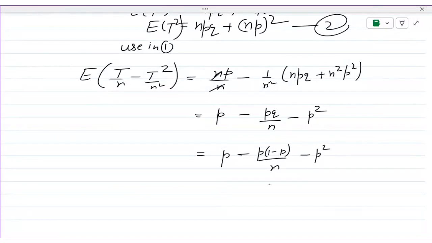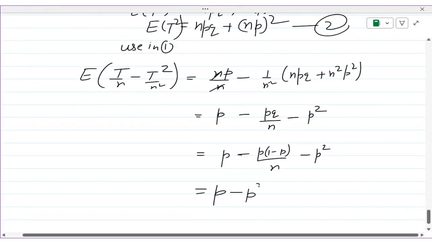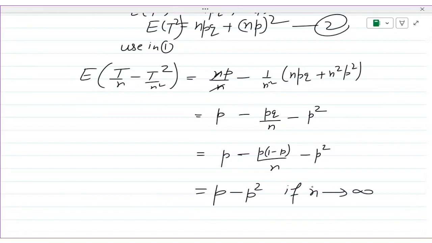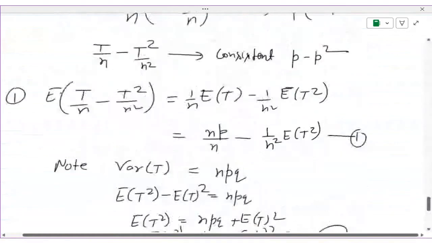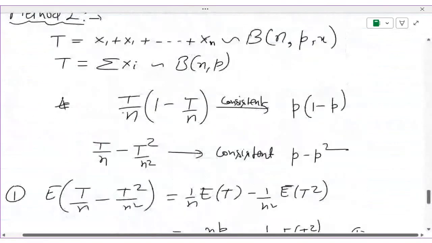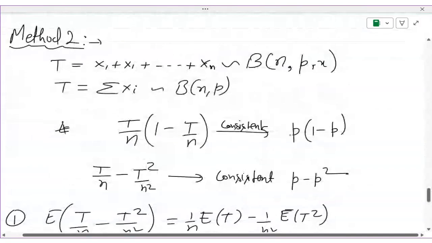So if n approaches infinity, this pq by n will approach 0. So this is equal to p minus p square as n approaches infinity. So when n approaches infinity, the expected value of t by n minus t square by n square comes out to p minus p square. So first we have to show this, and that is done. We have shown that the expected value of this is equal to p minus p square.